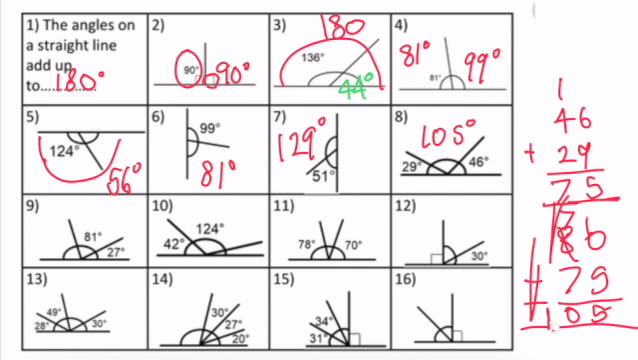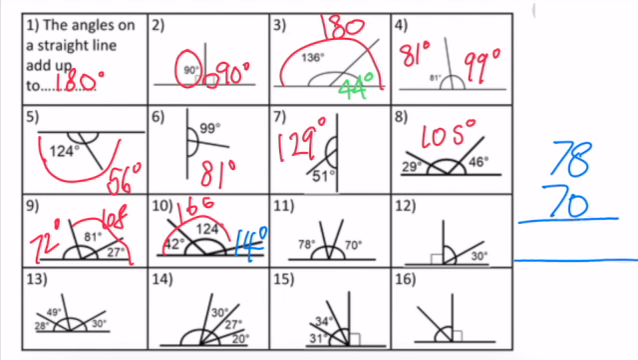Okay, the next one, so you should have done, this is number 11. 78 add 70. So 8 add 0 is 8, 7 add 7 is 14, so that's 148. So now we're going to do 180 take away 148.